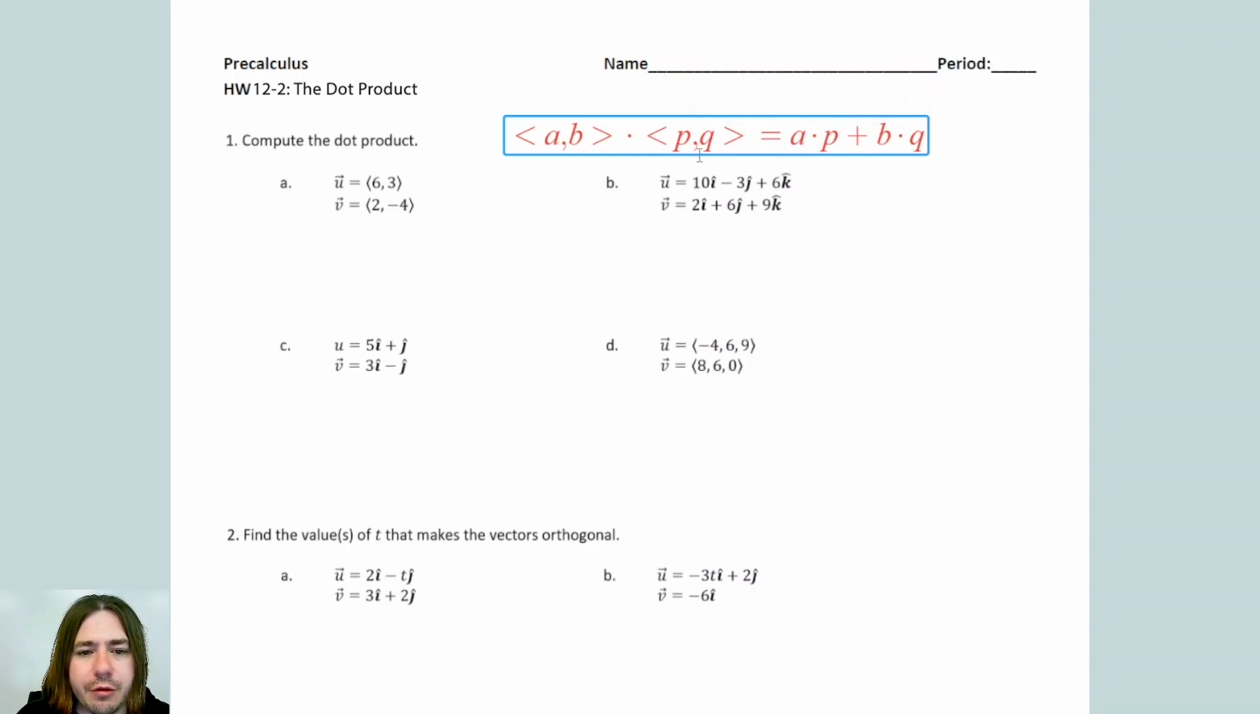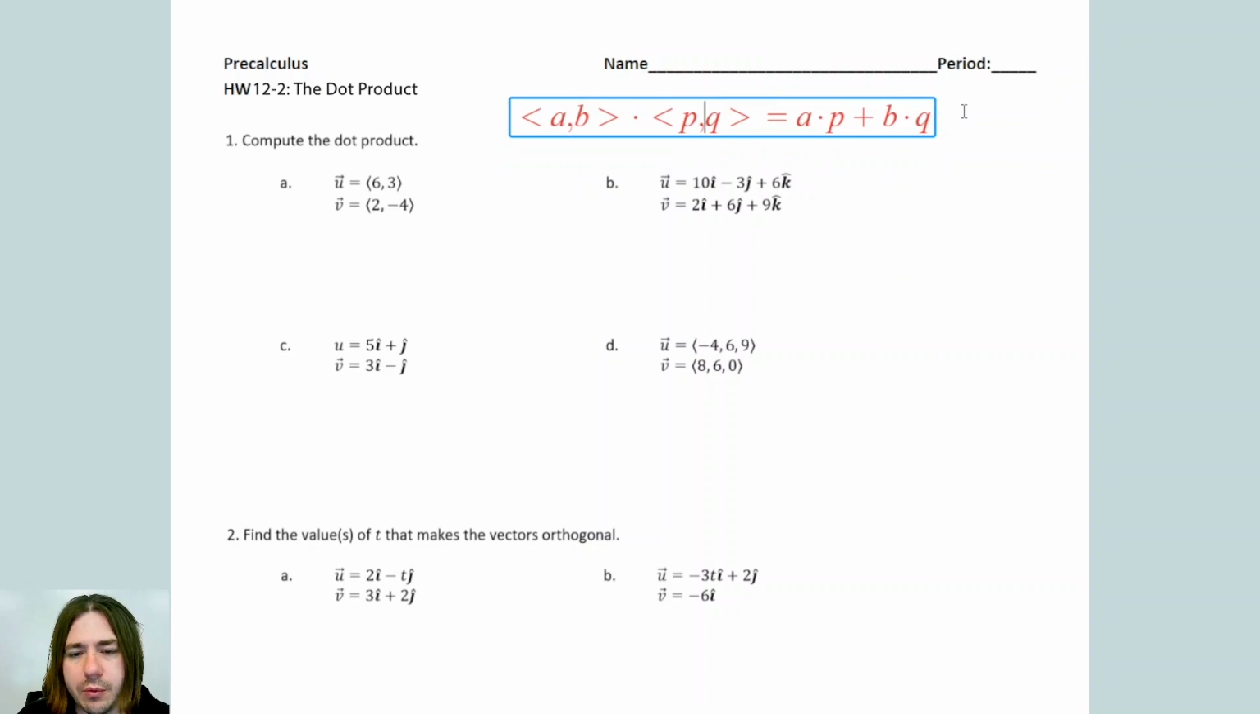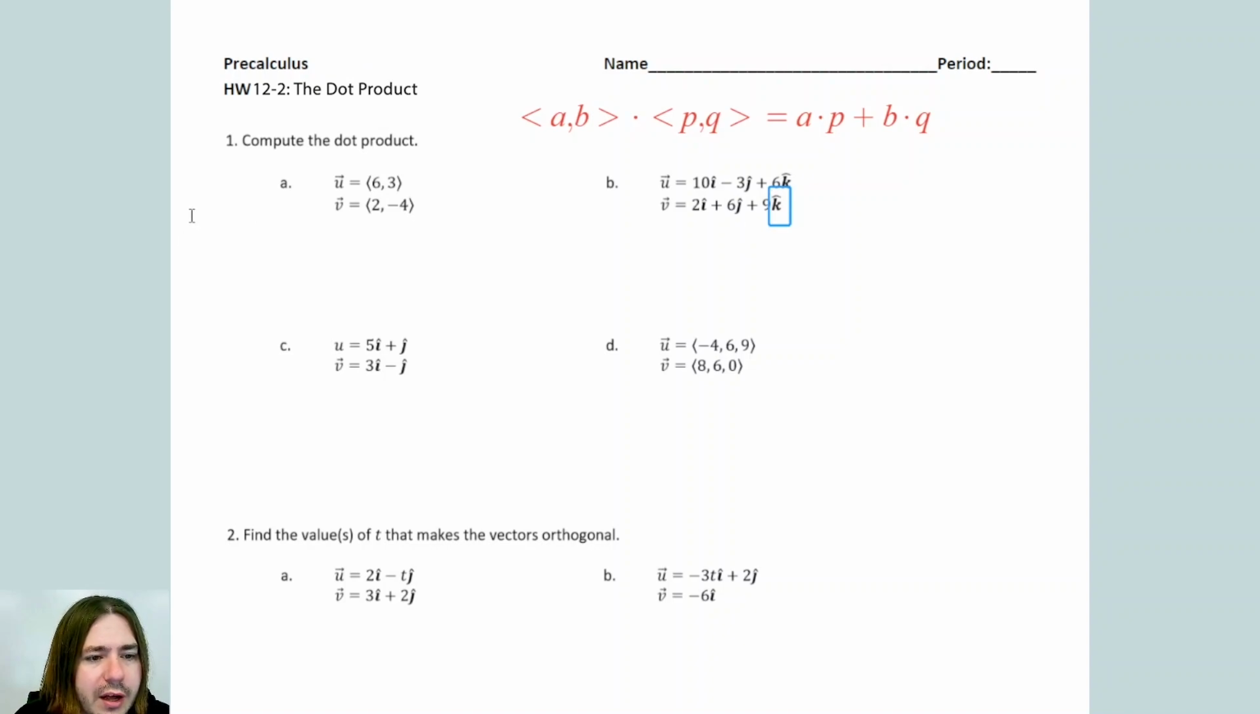If we have a three-dimensional vector, it works pretty much the same way. We just have a third product that we'll add here. So when we get to B, we'll multiply these two as well. So for the first one, we have 6 times 2 plus 3 times -4.